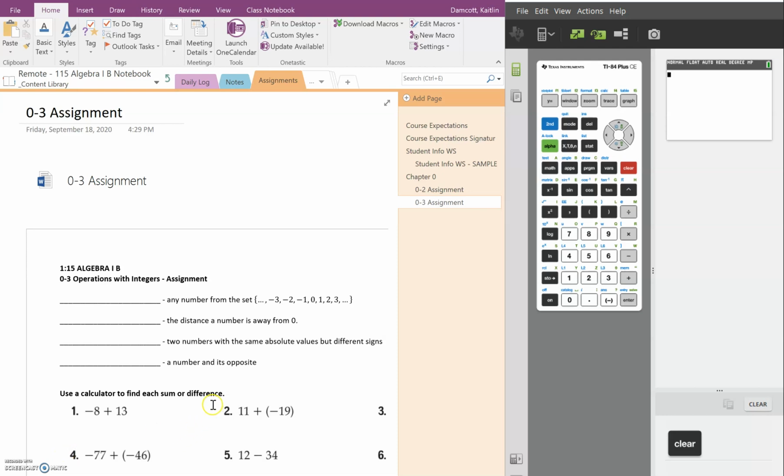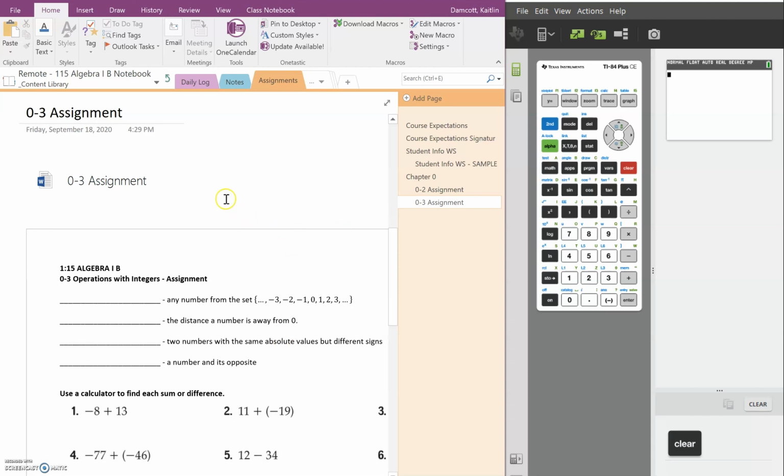Hello and welcome to the 0-3 assignment. We are treating this assignment kind of as the notes and the assignment. So this particular worksheet focuses on operations with integers. So we're just going to hop right in and start.